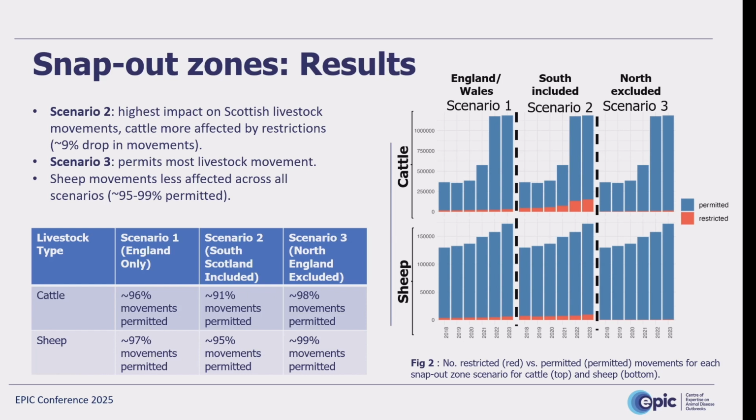And typically, what we find is if we include the southern counties of Scotland into the movement restriction zone that covers England and Wales, this has the most detrimental impact on Scottish livestock trade, with cattle being more affected. So on average, we observe an around 9% drop in permitted cattle movements. Also, I think because there seems to be lots of trade happening between the southern counties of Scotland and the rest of Scotland.